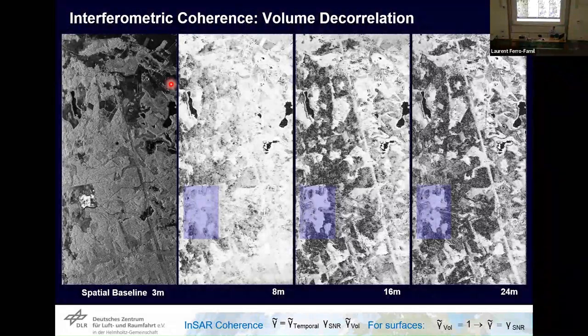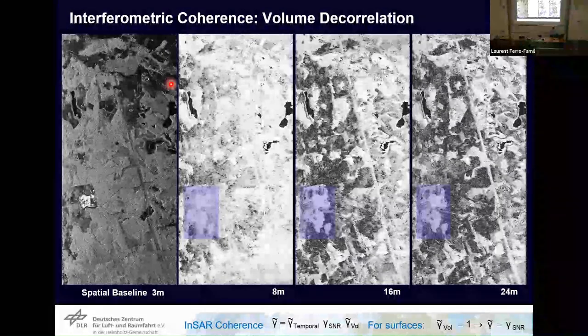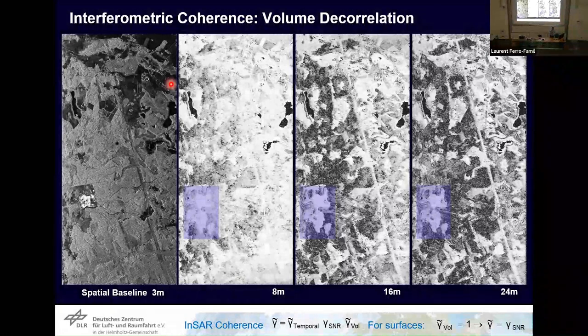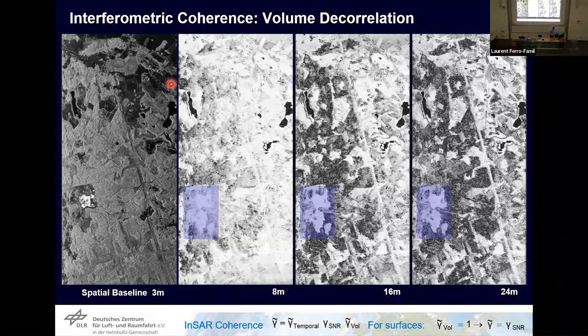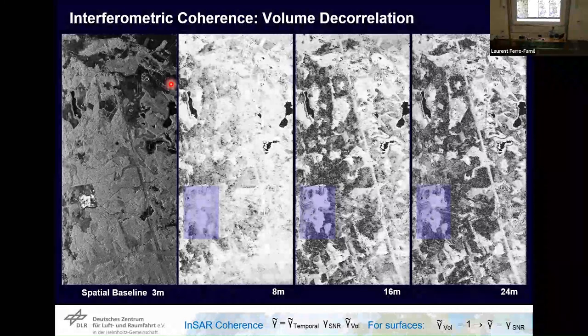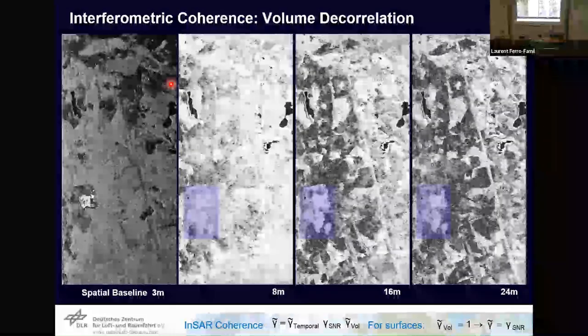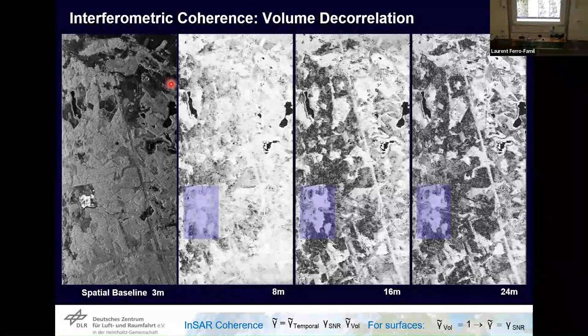In far range, exactly. In near range, because you watch close to vertical, a large part of what you transmit comes back. But when you increase the incidence angle, a large part of what you transmit might be reflected far away. So you have a bit of this radiation pattern on the ground.